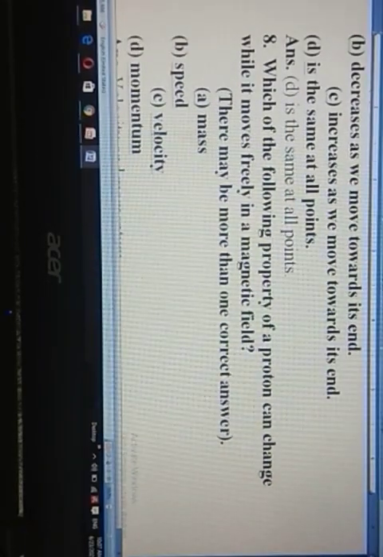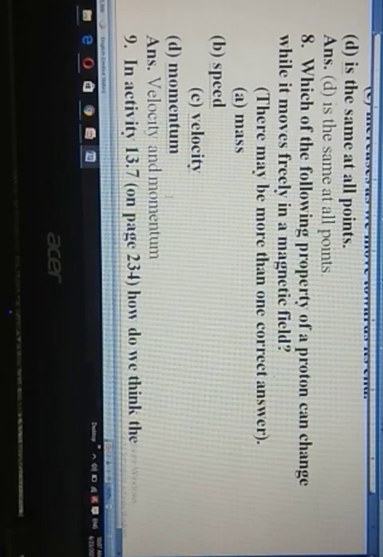Question number 8. Which of the following properties of a proton can change while it moves freely in a magnetic field? There may be more than one correct answer. The options are A, mass; number 2, speed; number 3, velocity; number 4, momentum. The answer will be velocity and momentum.